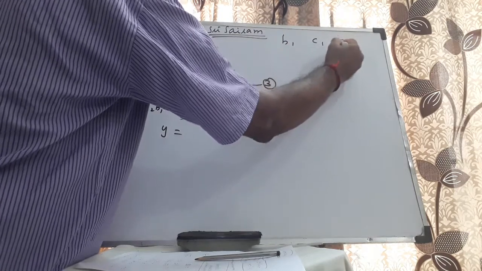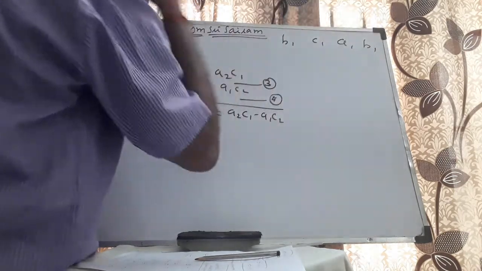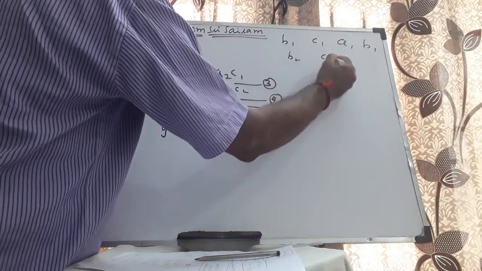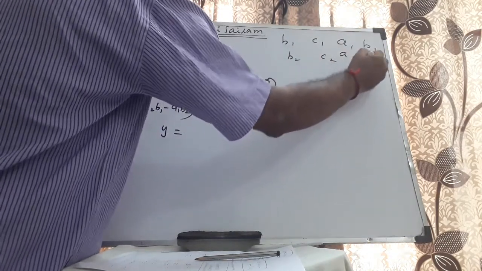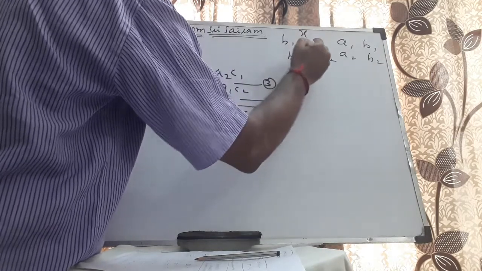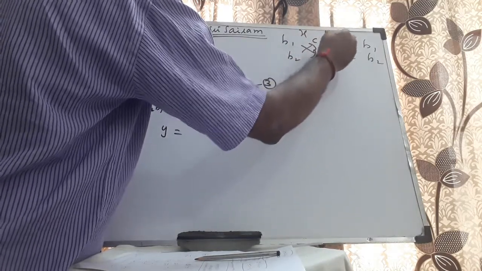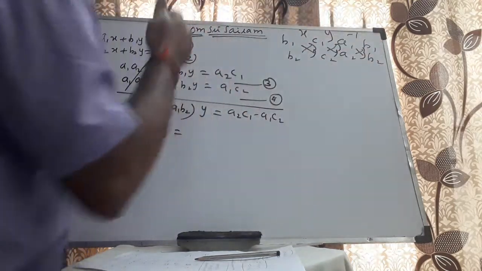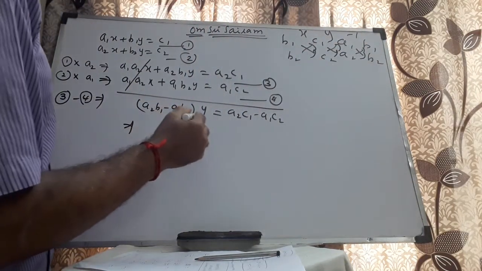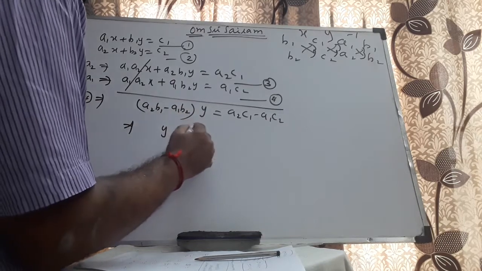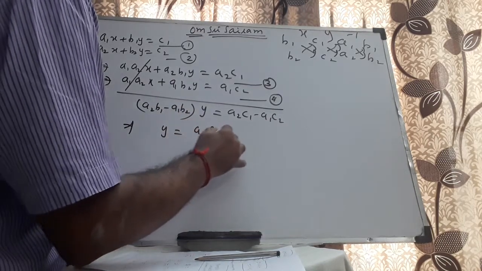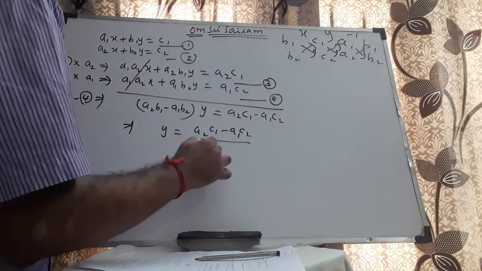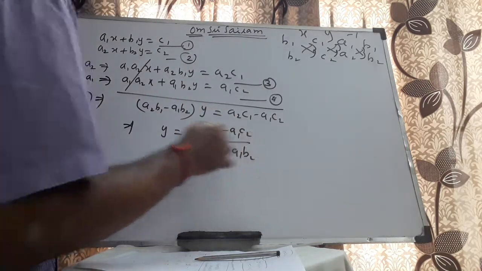for my reference I'll write something over here. I'll tell you why I'm writing over here. This is a2, this is b2. Let it be. Now automatically this will become y is equal to a2 c1 minus a1 c2 divided by a2 b1 minus a1 b2.